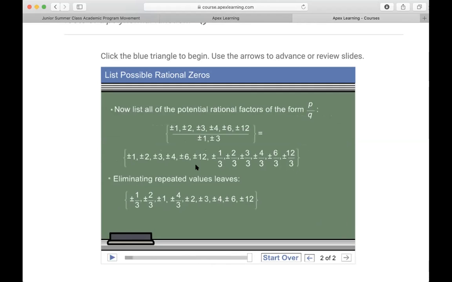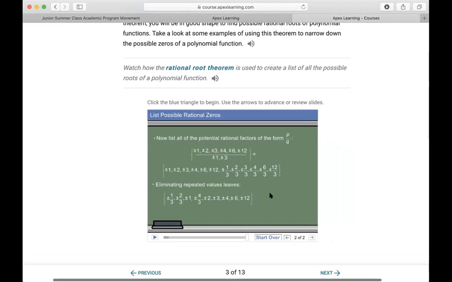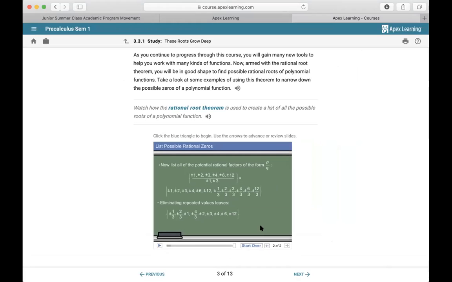And this one gets really, really large because we have multiple P and Q values. But what we can do is divide every single term on top by the terms on the bottom. So 1 divided by 2, 1 divided by 3, 2 divided by 1, 2 divided by 3. And then we delete or eliminate the repeating values, so we get rid of any duplicates that we might see. So 12 divided by 3 is going to give us 4, so we get rid of that. And these are all the possible rational factors of our equation.